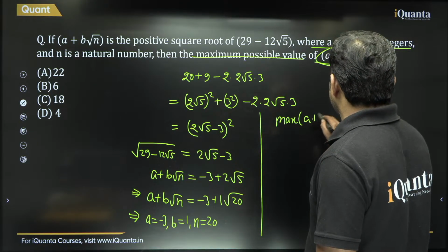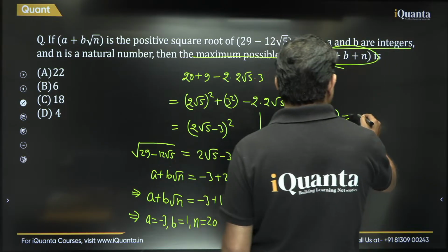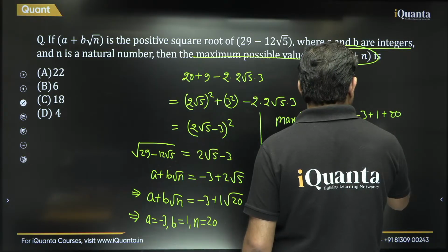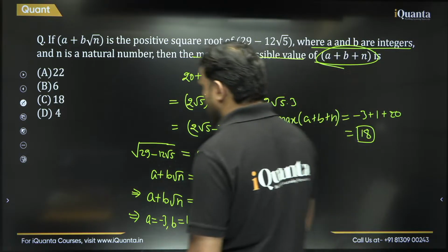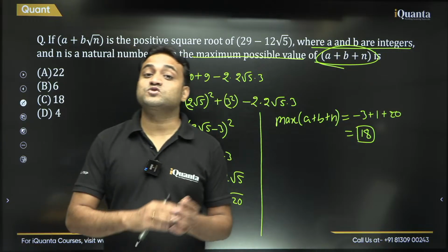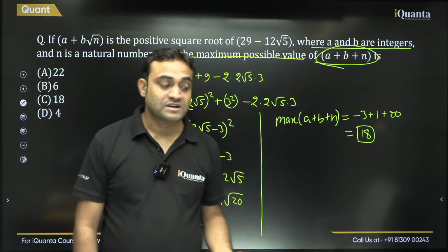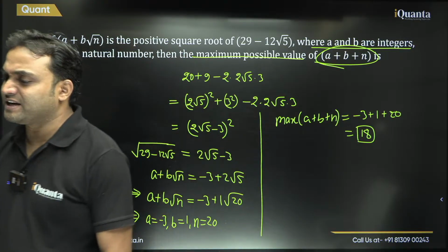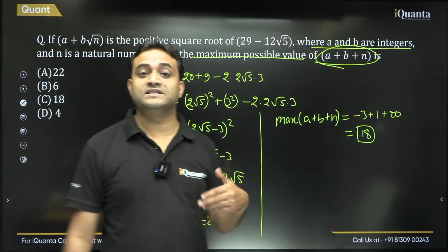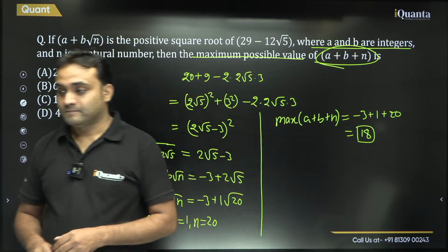Maximum value of a plus b plus n will be equal to minus 3 plus 1 plus 20, which is equal to 18. So the answer has come. If you know how to find the square root of a given surd of any rational number, then this question is very easy for you. And if you don't know, then you should know how to solve these type of problems. How do you find the square root?